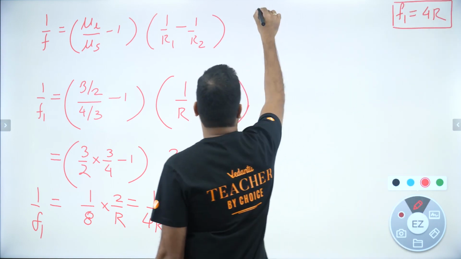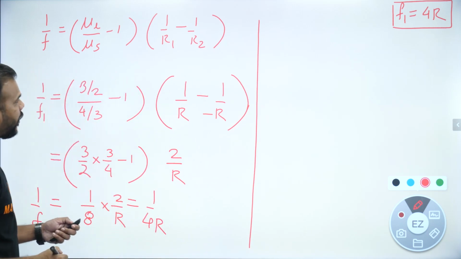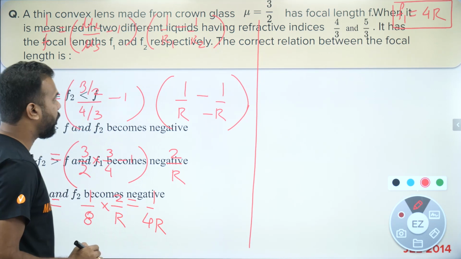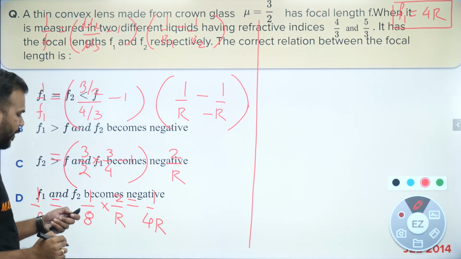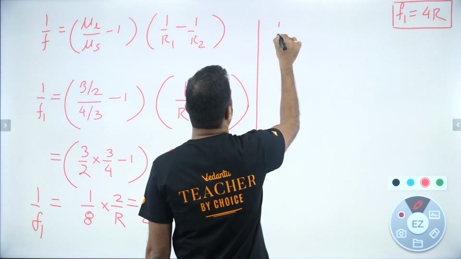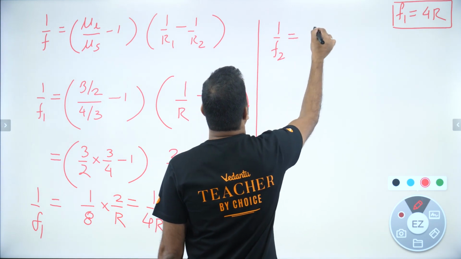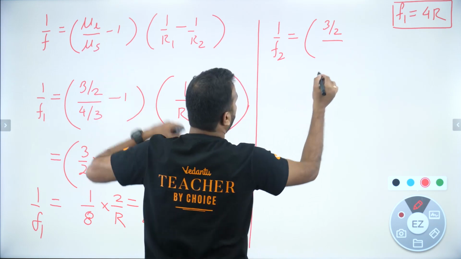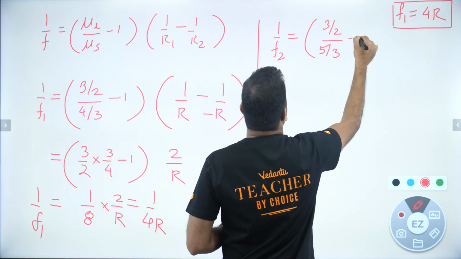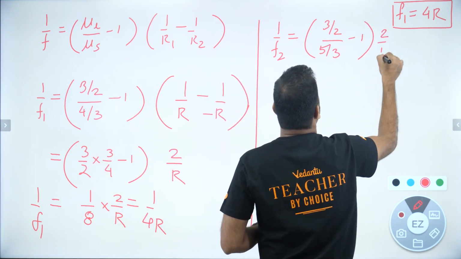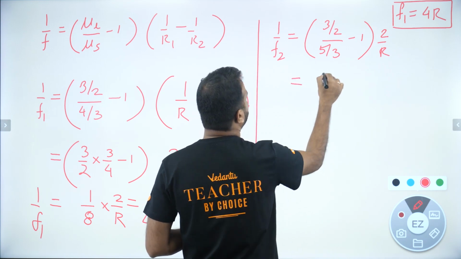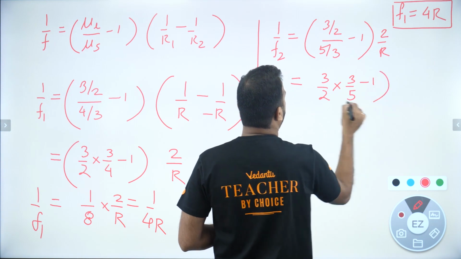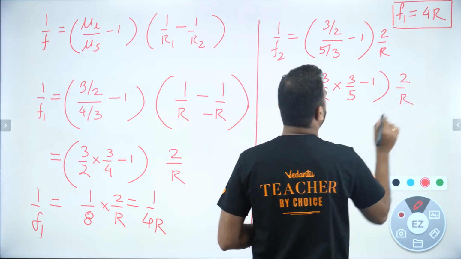Now we'll be going ahead. We have the value of refractive index of the medium, that is 5 by 3. So let's try to find out the value of 1 by f2. So 1 by f2 will be 3 by 2, which is mu l, and 5 by 3 minus 1 into 2 by r. So this makes it 3 by 2 into 3 by 5 minus 1 into 2 by r.